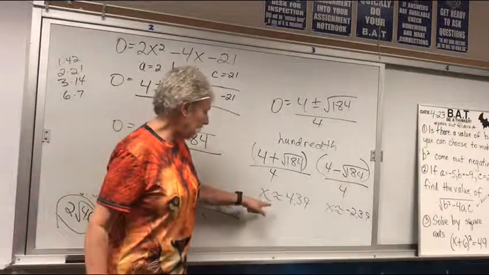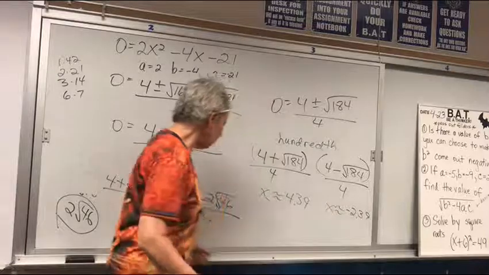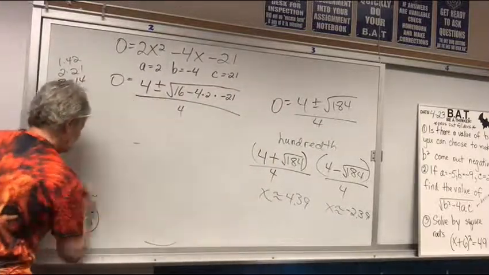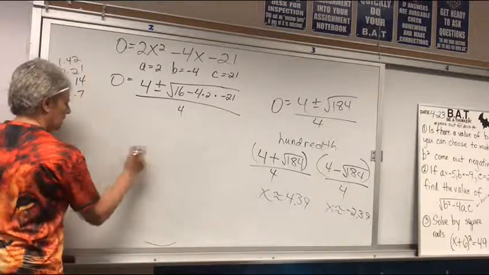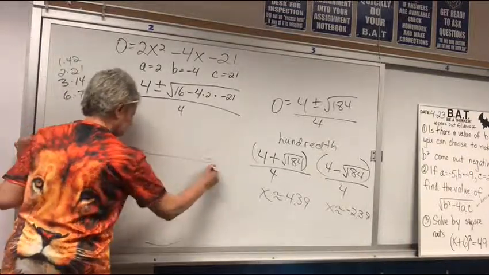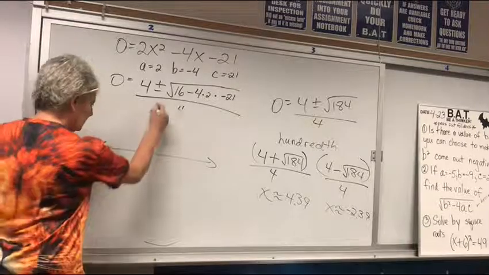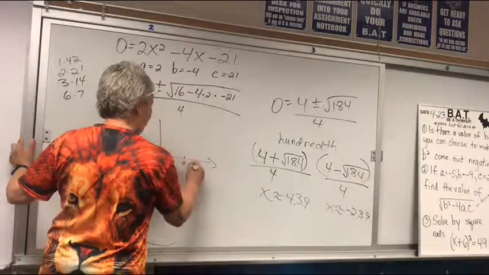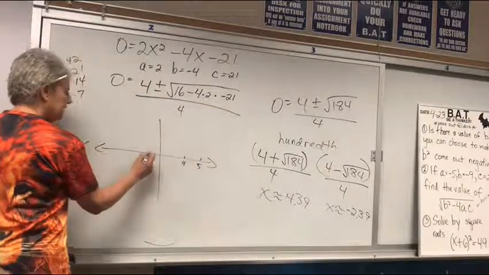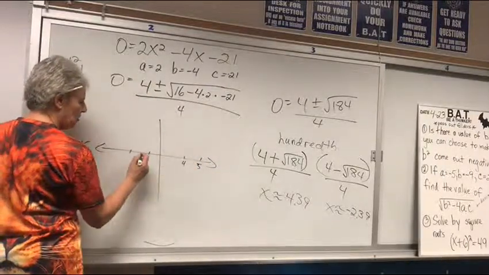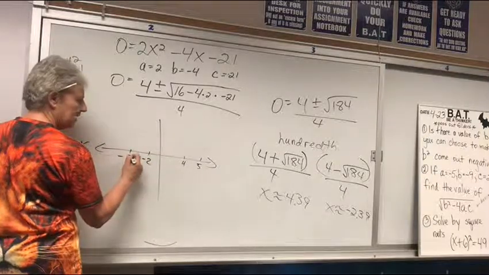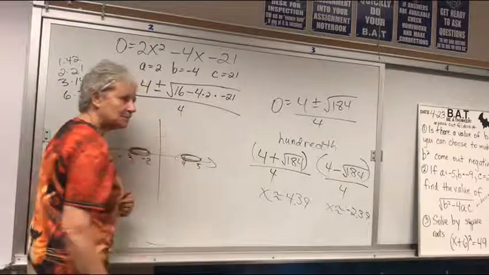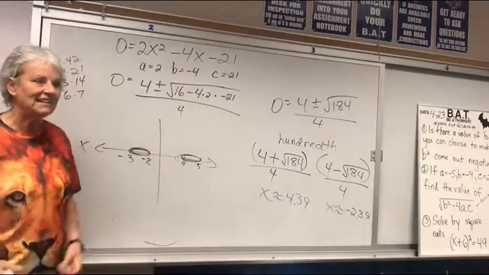That equals that. Now, what does that mean? That means you have a parabola, guys. There's my x-axis. 4.39 is somewhere between 4 and 5. Negative 2.39 is somewhere between negative 2 and negative 3. It's approximately here and approximately there. But we don't know exactly.